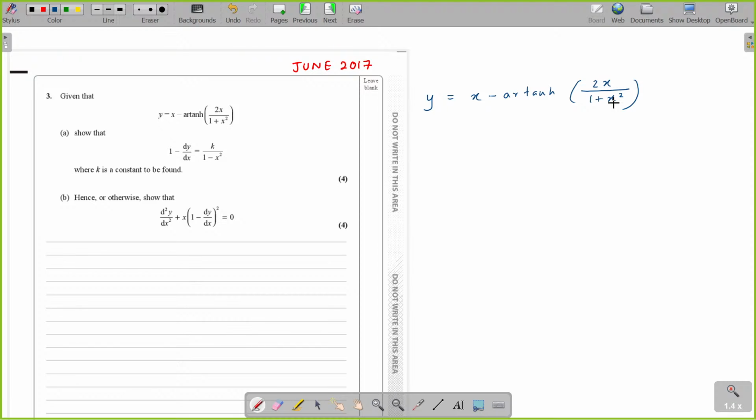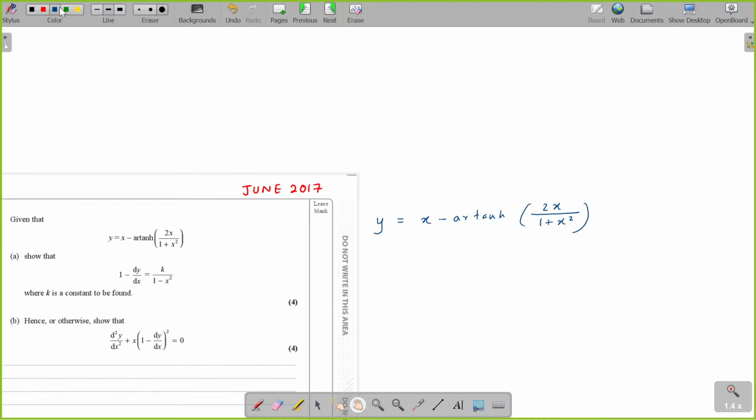Obviously what do we have to do first? First we have to get dy by dx. How do we get dy by dx? We need to differentiate. Okay, let's go for the differentiation. By the way, you need to know the differentiation of artanh. Can I know the differentiation of artanh x? Quickly remind me. It's there in your formula books as well.